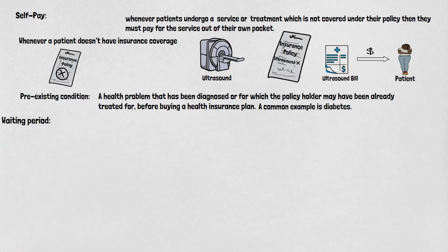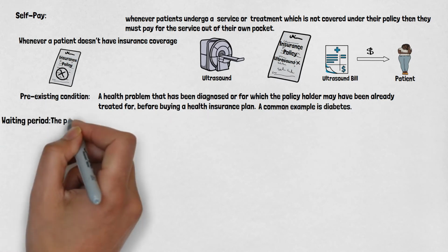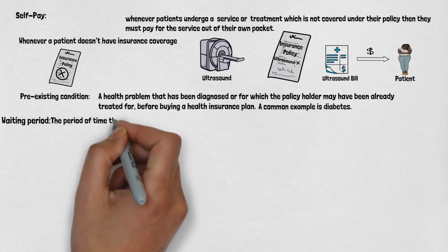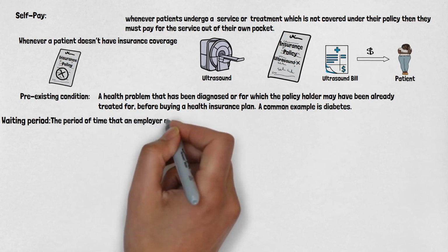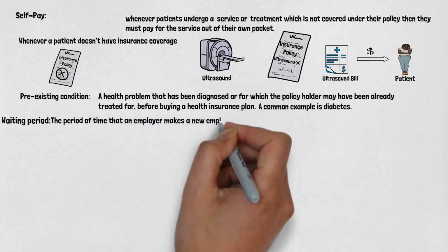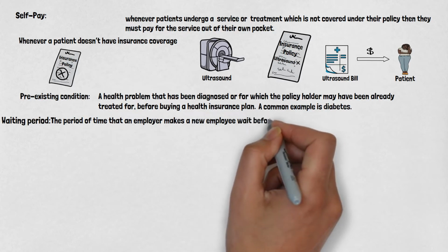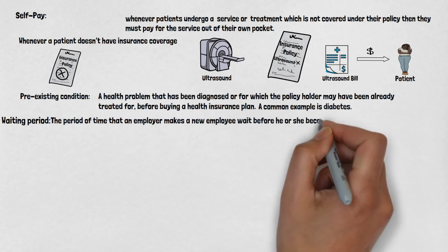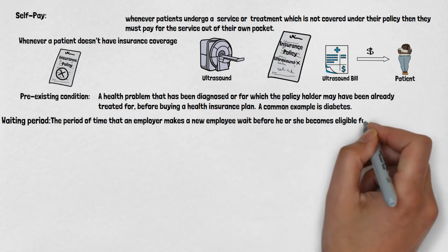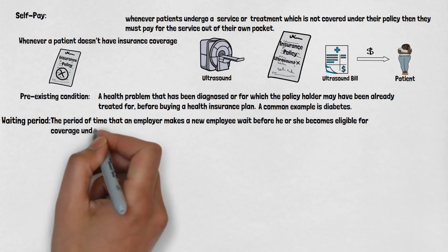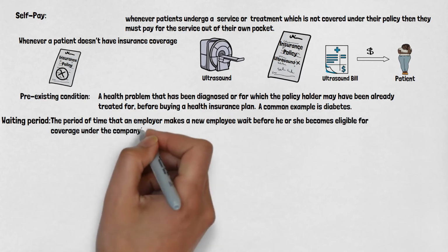Waiting period. The period of time that an employer makes a new employee wait before he or she becomes eligible for coverage under the company's health plan.